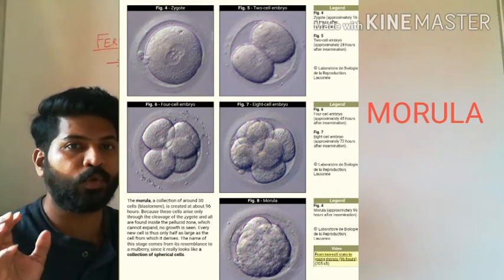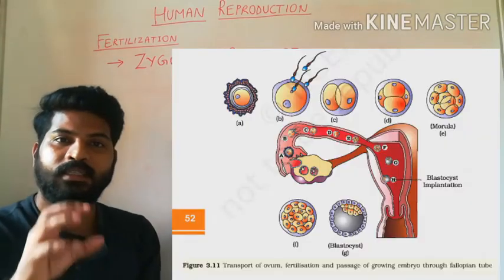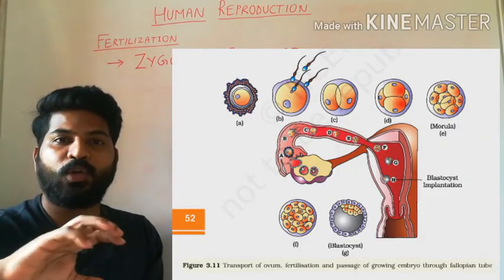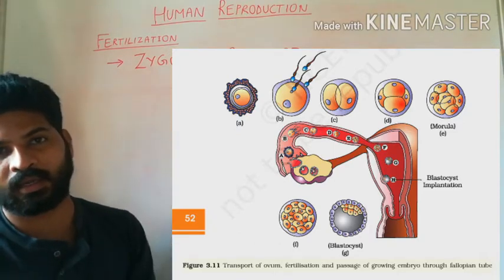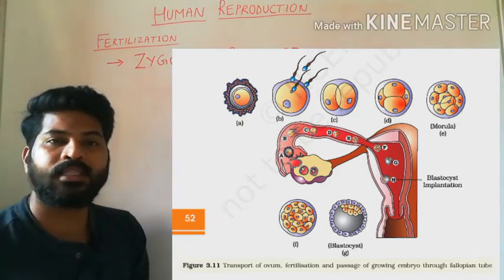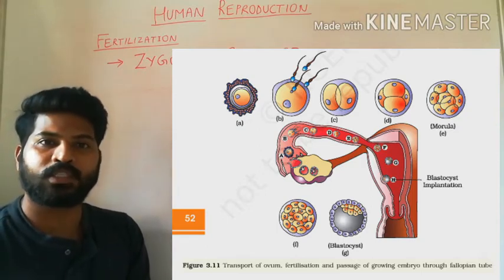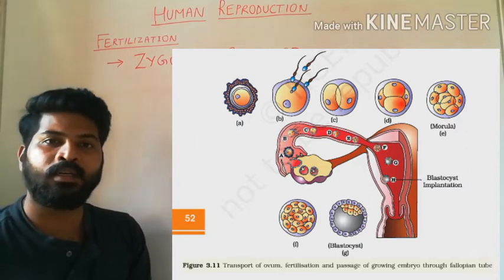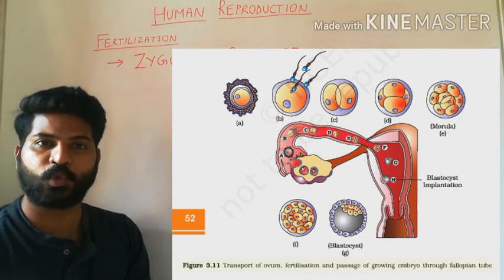Also, another point to keep in mind is that during these cleavage divisions, this ball of cells is slowly moving towards the uterus. It is traveling in the oviduct. The morula then undergoes another set of divisions to produce a ball of cells, which is now called the blastula or blastocyst. The cells will rearrange themselves in the blastocyst.